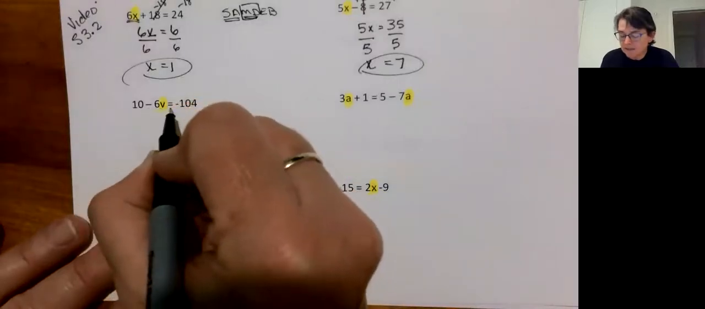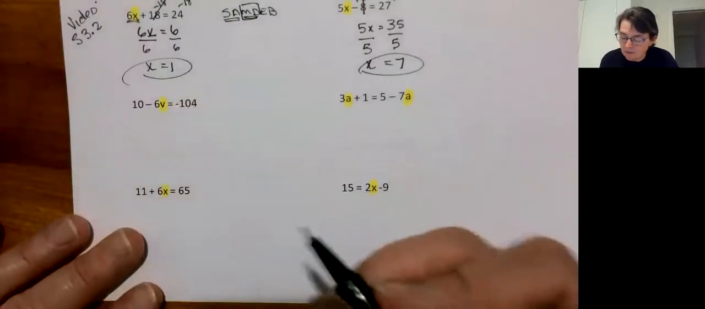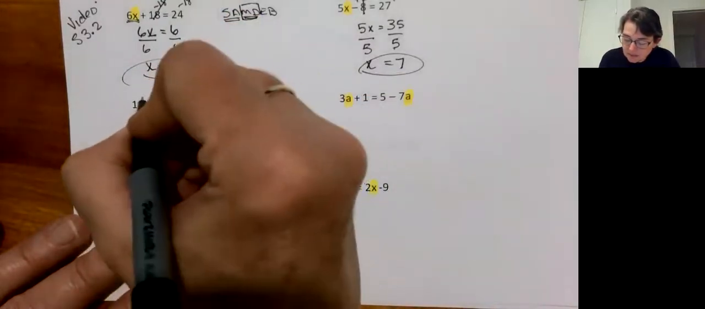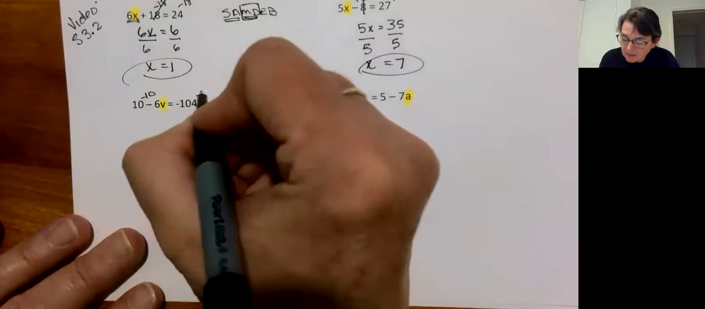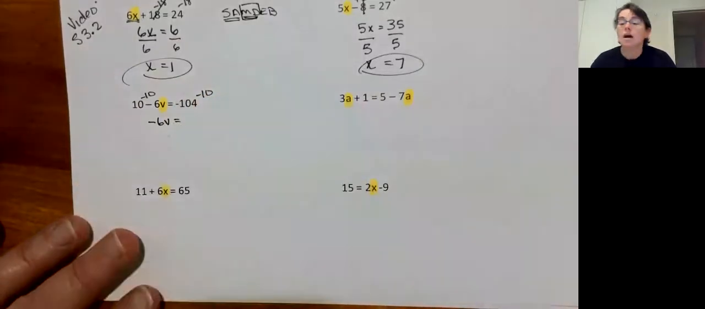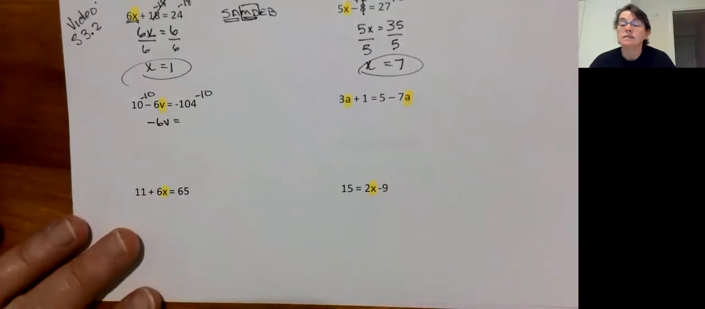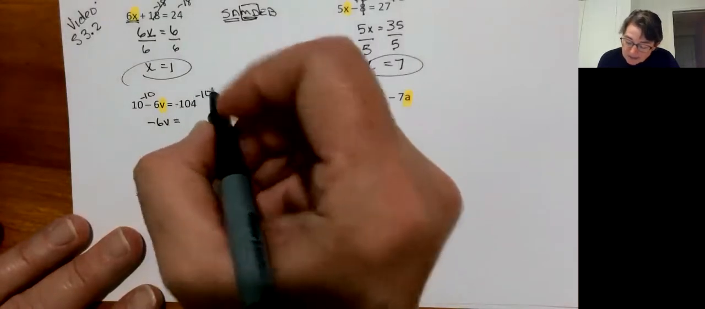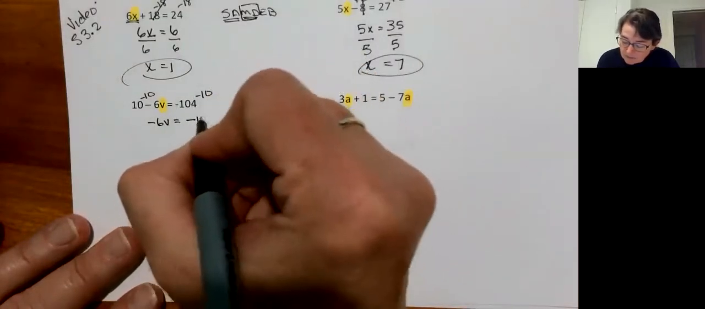10 minus 6b is negative 104. Well, I need to move the 10 over. So minus 10, minus 10. Don't lose the negative. I hope that your brain, as soon as you see a bunch of negatives in there, says, be careful, because that's where the mistakes happen. Negative 104 minus 10 more is negative 114.